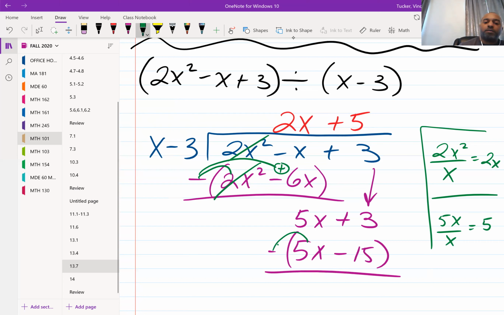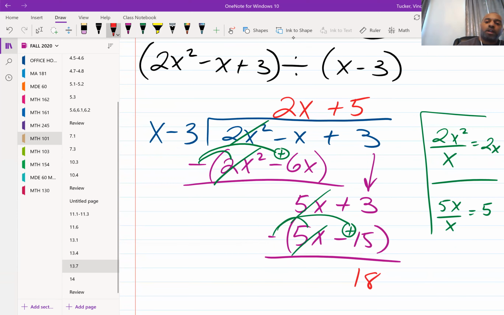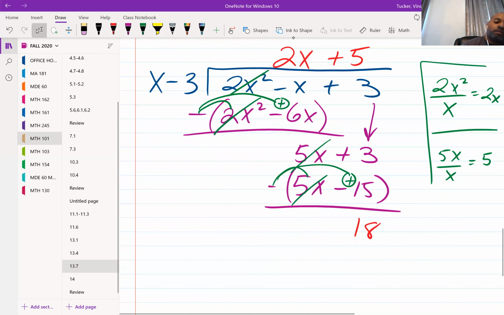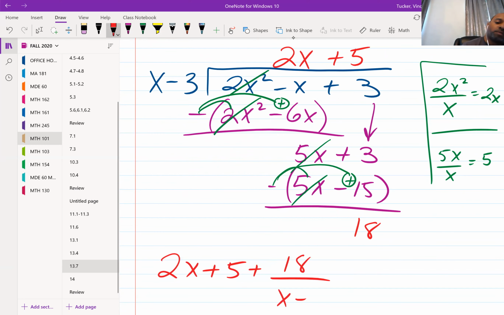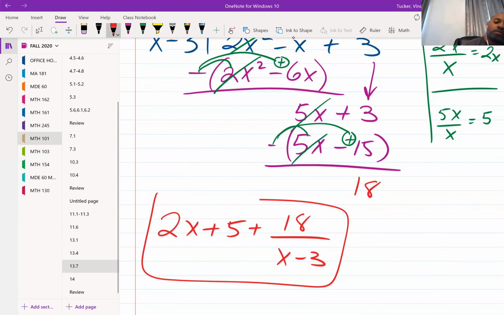Once again, this minus sign needs to be distributed to each term in the parentheses. 5x minus 5x cancels. Then we have 3 plus 15, which is 18. And that's our remainder because we're done here. Final answer is 2x plus 5 plus 18 over x minus 3. So that's the whole answer.